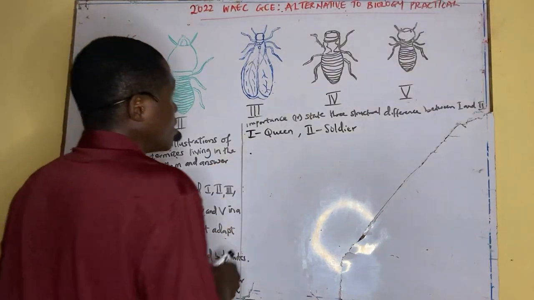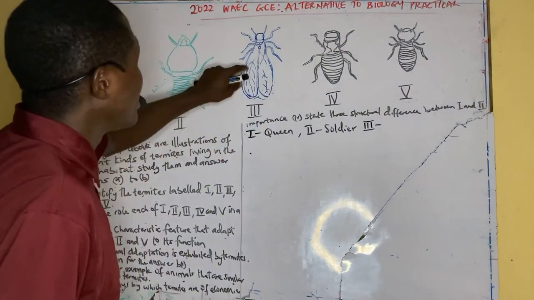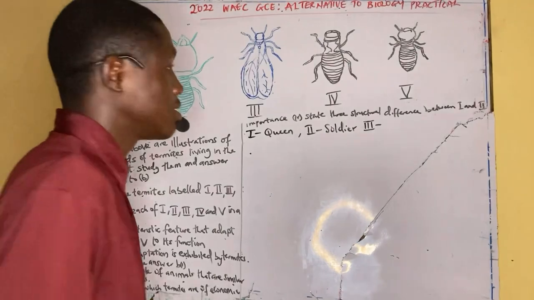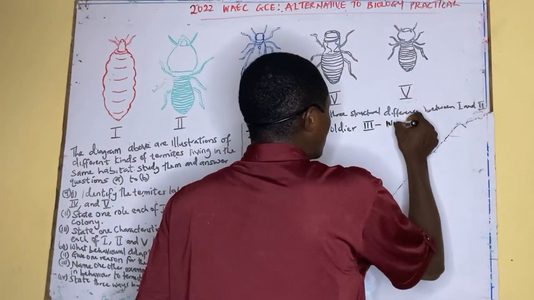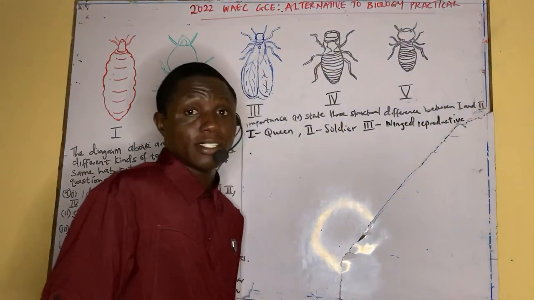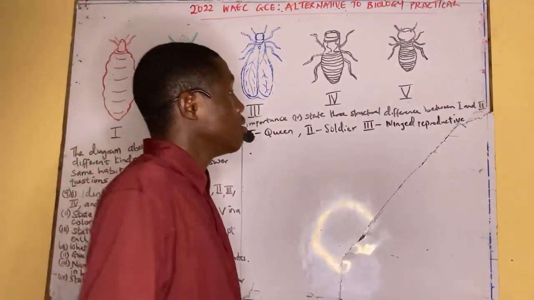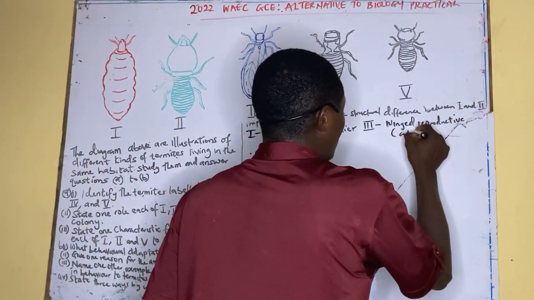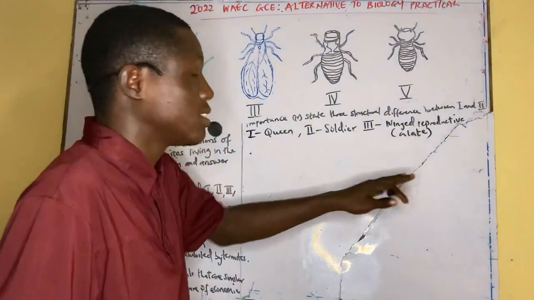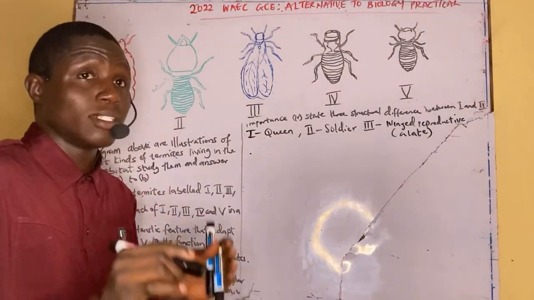Then the next one is Roman figure 3. It is the only one with wings here, and we call it the winged reproductive, also known as the alate. The winged reproductive is usually the one that we commonly see during rainy seasons, flying around. They come out during the rainy season, especially when there is a fluorescent light.